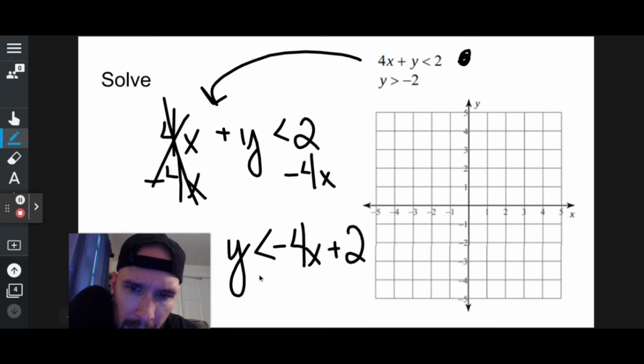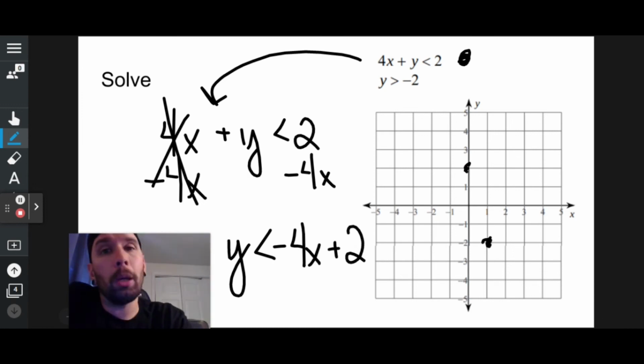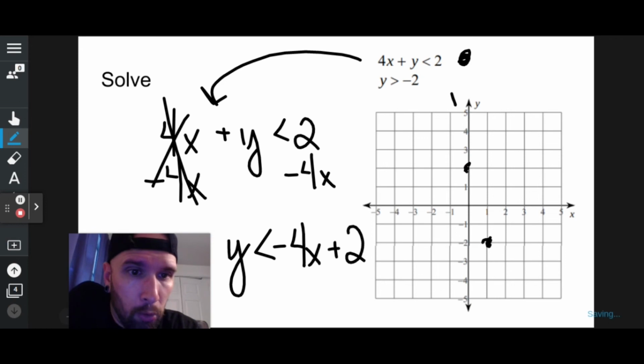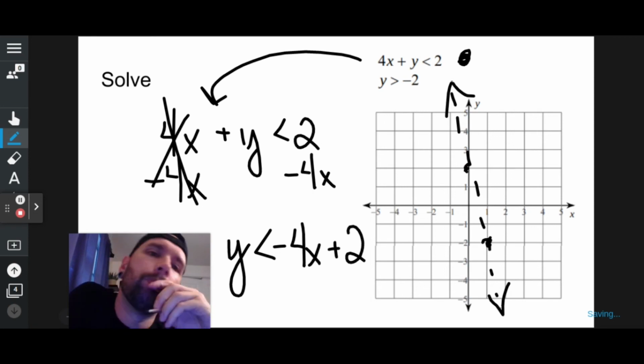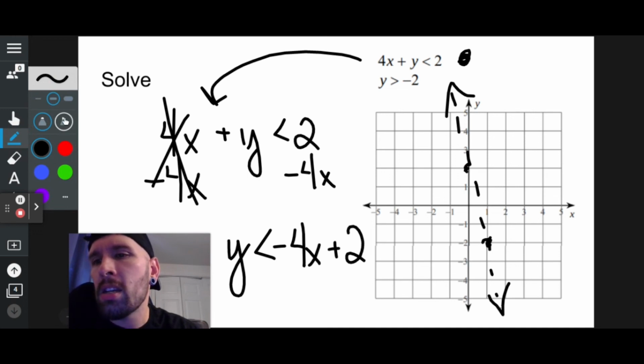So I'm going to graph that in black. y is less than negative 4x plus 2, so there's my plus 2. I can go up 4 over 1. No, I can't. I can go down 1, 2, 3, 4, right 1. So now I need to draw my line. Should I make it solid or should I make it dashed? Dashed. That is a less than sign. Should I shade below the mountain or above the mountain? How about below? Because it's less than, which means it's below the line.